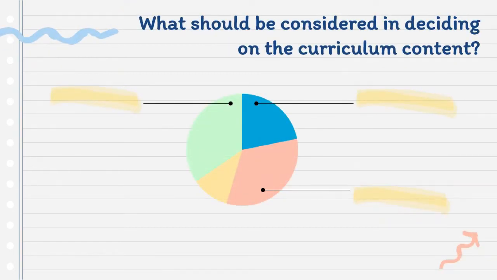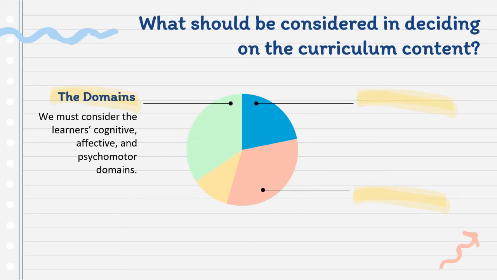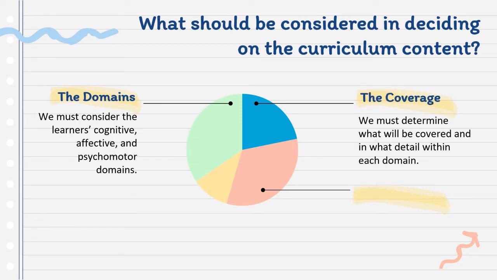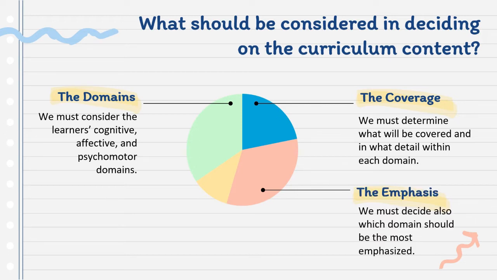So what should be considered in designing the curriculum content? First, the domains. We must consider the learner's cognitive, affective, and psychomotor domains. The coverage. We must determine what will be covered and in what detail within each domain. The emphasis. We must decide also which domain should be the most emphasized.